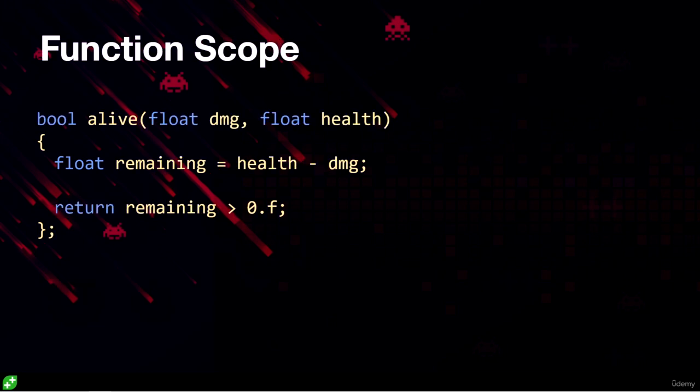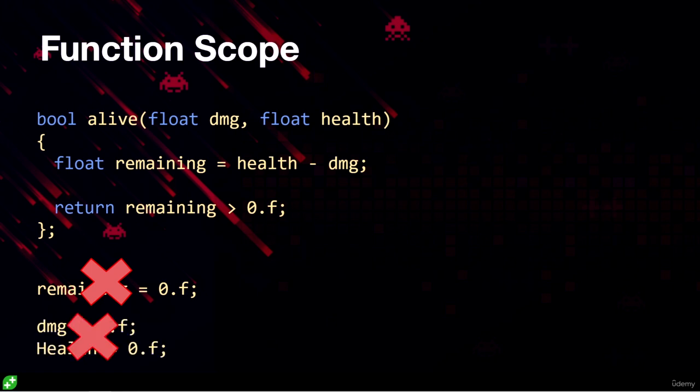Now, scope is similar when it comes to functions. All variables declared inside of a function are local to that function. So if we declare a variable inside of a function, that variable does not exist outside of the function. So attempting to use it would be an error. We call this a local variable. Now, a function's input parameters are also local to the function, so attempting to use them outside of the function would also be an error. In all of these cases, the variables and input parameters are out of scope.